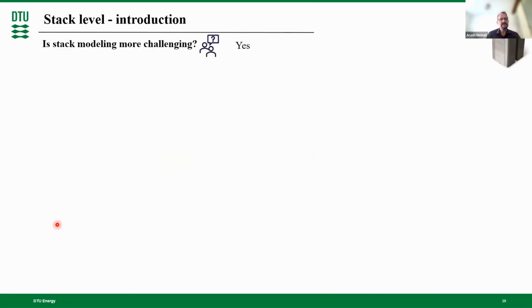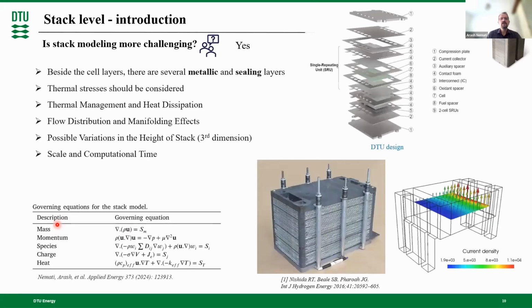So the next level is the stack level. And we want to see, is stack modeling more challenging than the cell? And the answer is yes. So at the stack level, beside the cell, we have different metallic and sealing layers. In this picture, as you can see, we have this green layer, which is the cell. And beside that, we have several layers like foams, interconnects, contact layers, and considering all of these in the model is a bit challenging.